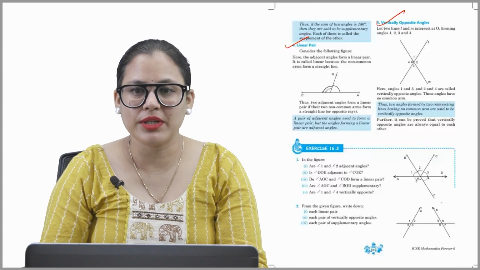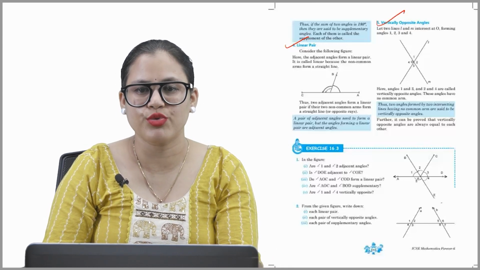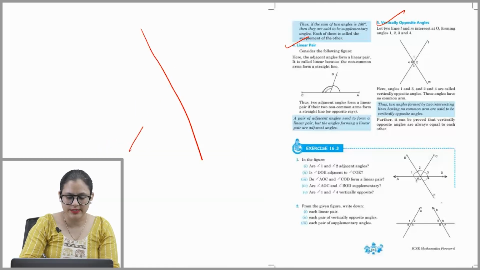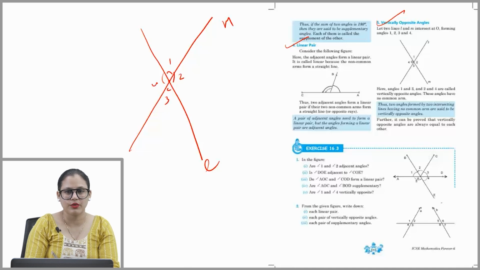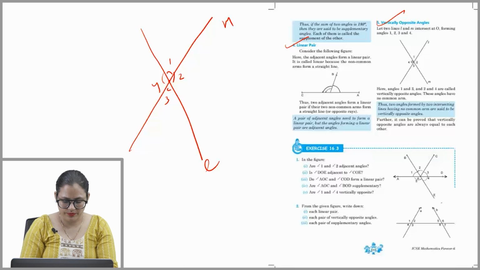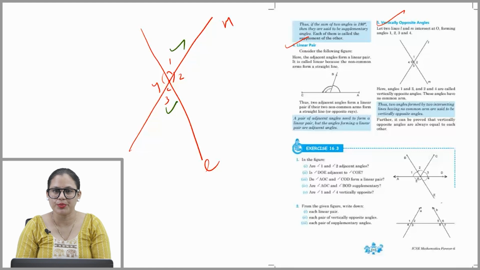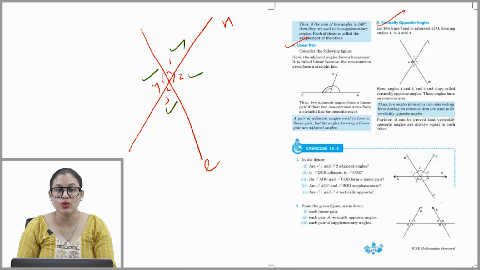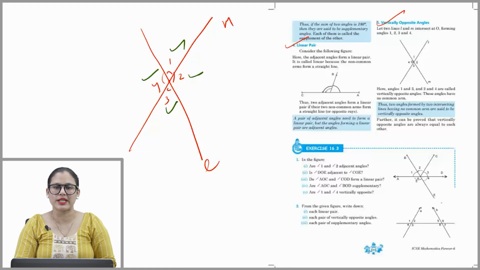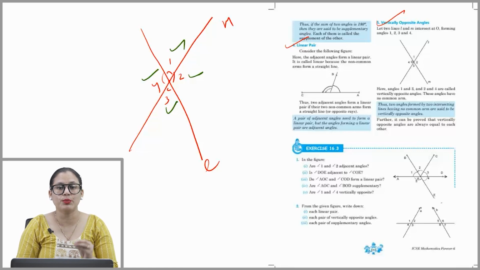Okay. Next, vertically opposite angles. Let two lines L and M intersect at O, forming angles 1, 2, 3 and 4. This is line L, this is line M. These are intersecting at this point and making 4 angles: 1, 2, 3 and 4. Here angles 1 and 3 are what? Vertically opposite to each other, and 2 and 4 are vertically opposite angles. These angles have no common arm. Thus, two angles formed by two intersecting lines having no common arm are said to be vertically opposite angles. Further, it can be proved that vertically opposite angles are always equal to each other.